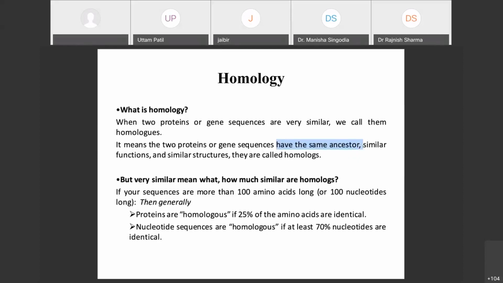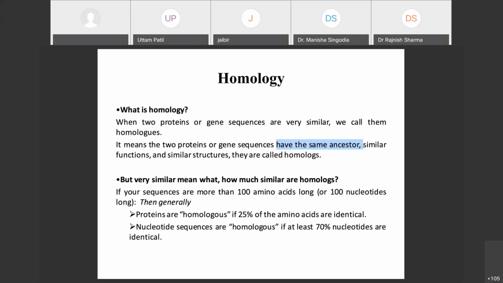Sequences have to have the same ancestor. Similar functions and similar structure, they are called homologs, and the whole phenomenon is homology. Now there is a question. I said they have to have a similarity, but how similar should two sequences be so that you can call them homologs?